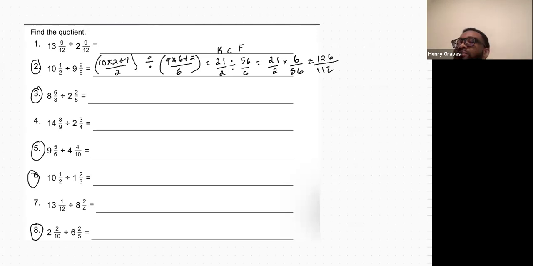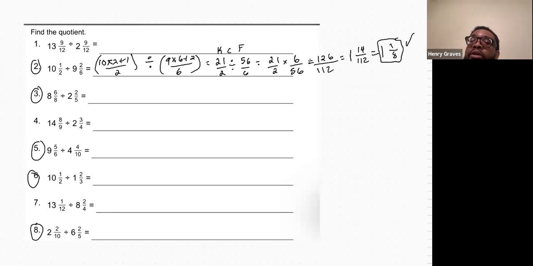No, I did not. So I can simplify these easily. 112 goes into 126 one time, with a remainder of 14 over 112. I can simplify 14 over 112 into 1/8. So my answer is going to be 1 and 1 over 8. Again, I don't like improper fractions, so I don't even mess with that too much.